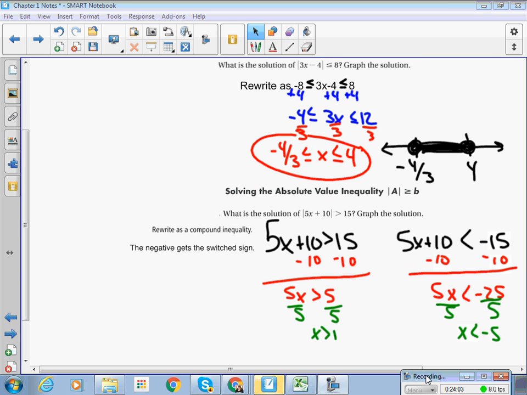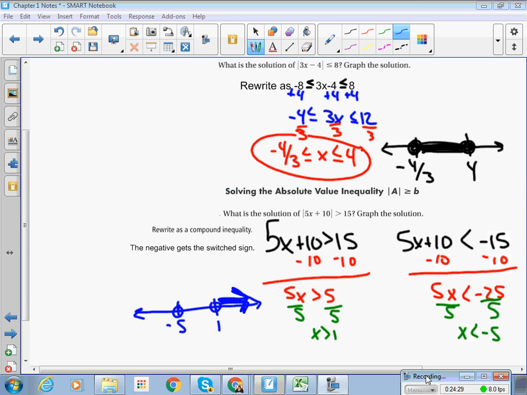So the graph of this one looks like a number line. I'm going to put negative 5 here and 1 here. We have open circles because we don't have an equal to. And we want all the values that are greater than 1, so it's everything to the right of this 1. And we want all the values that are less than negative 5, which is all the values to the left of negative 5.